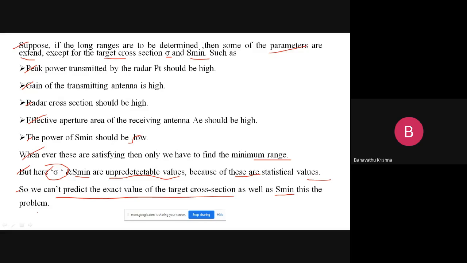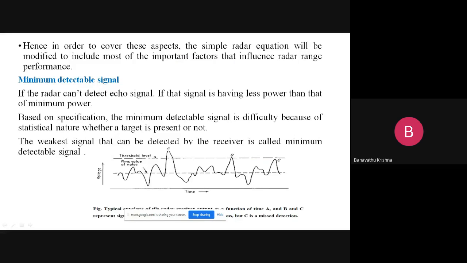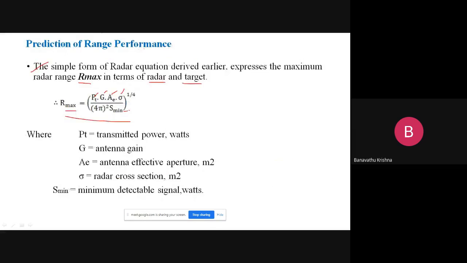So hence, in order to cover these aspects, the simple radar equation will be modified to include most of the important factors that influence the radar range performance. These are the major parameters affected when the target is present at the longest range. In that case, these are all required to be very high.